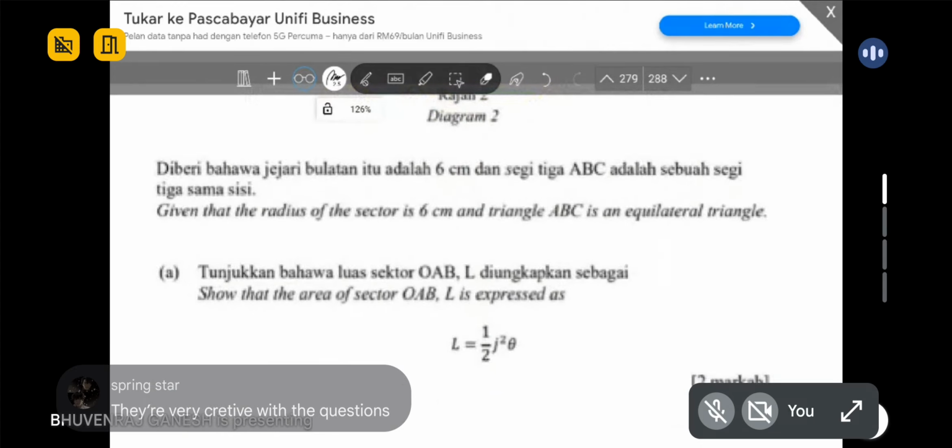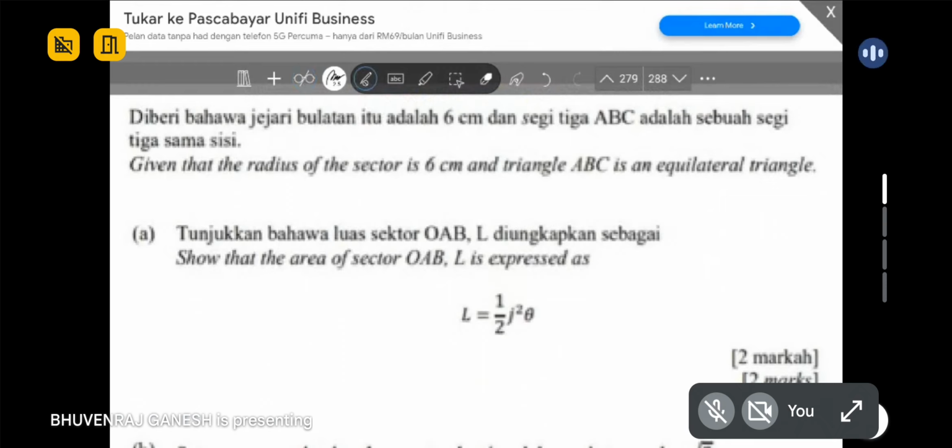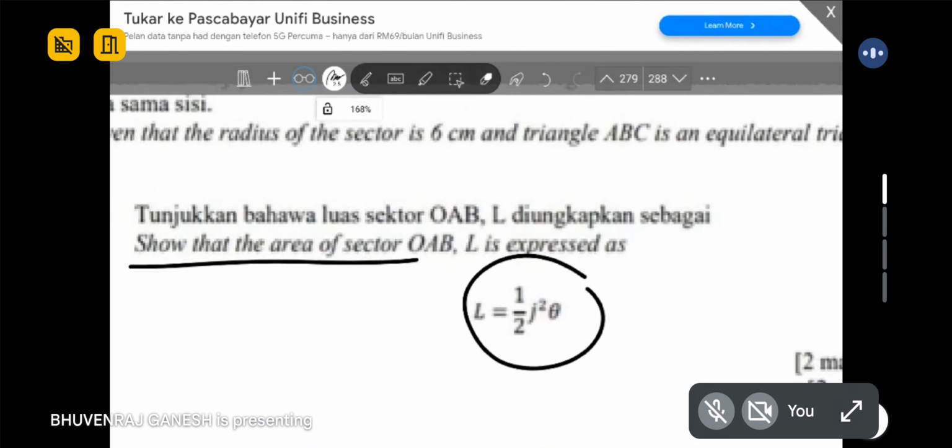Okay, you guys see this question. Show the area of sector is this. Kamu kena buktikan rumus dia. So how? How to show the formula guys? Macam mana buktikan rumus dia? Anyone got ideas?